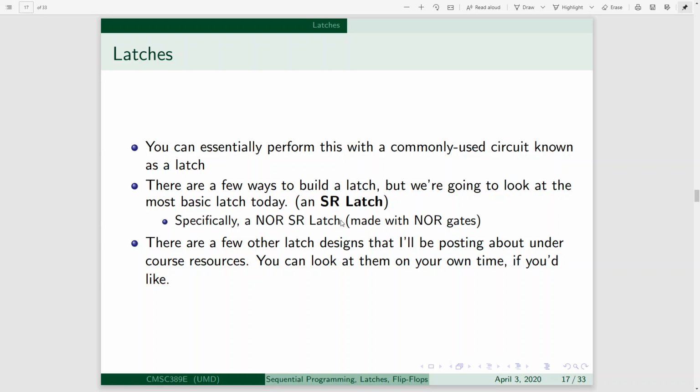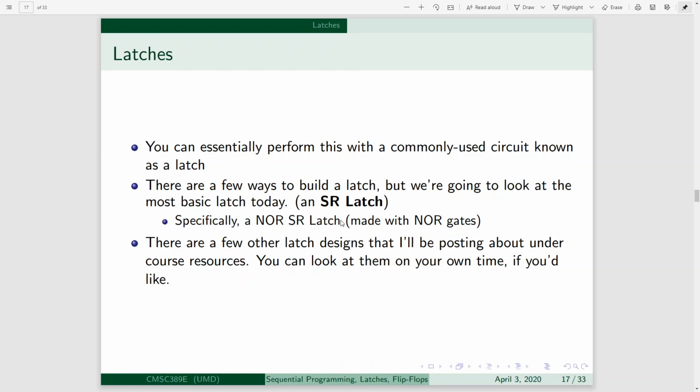I'm throwing lots of terminology at you. This is where it gets a little more advanced in terms of what's available in your toolbox to build a latch. But in the interest of keeping this course simple and focused, we're going to think about one particular latch design that we'll implement within Minecraft. Specifically, we're going to think about a NOR SR latch.